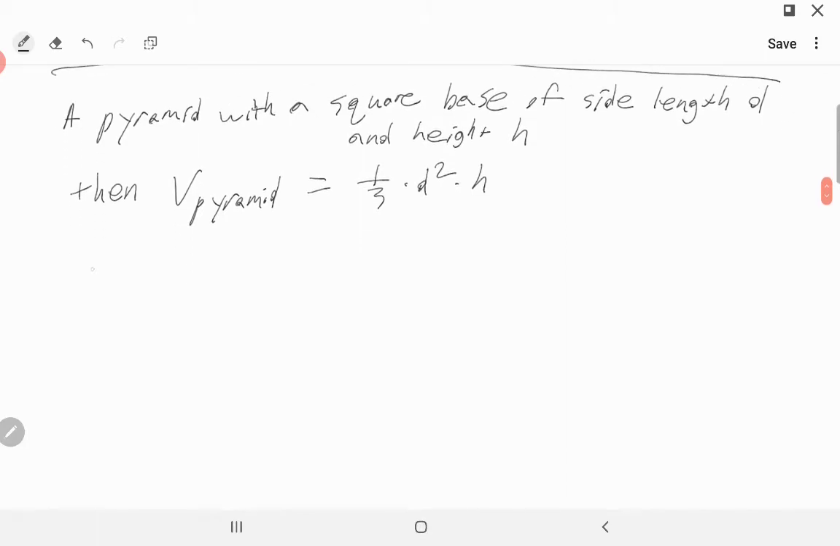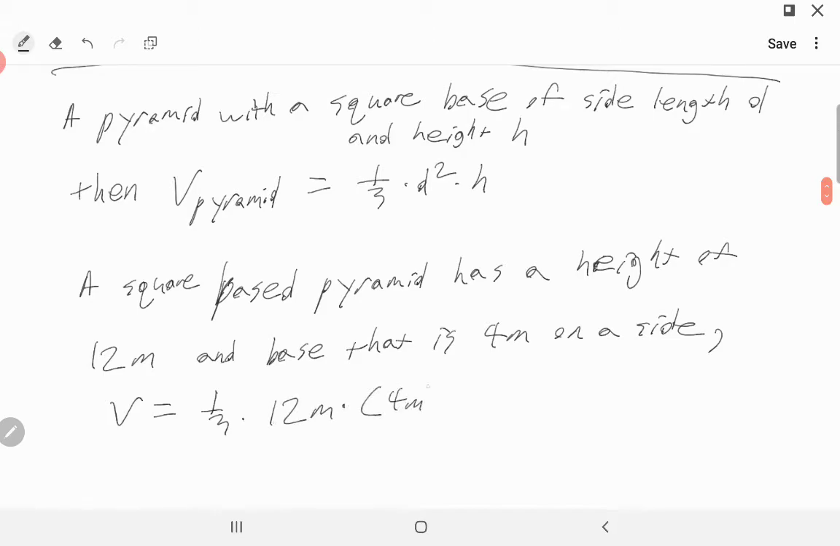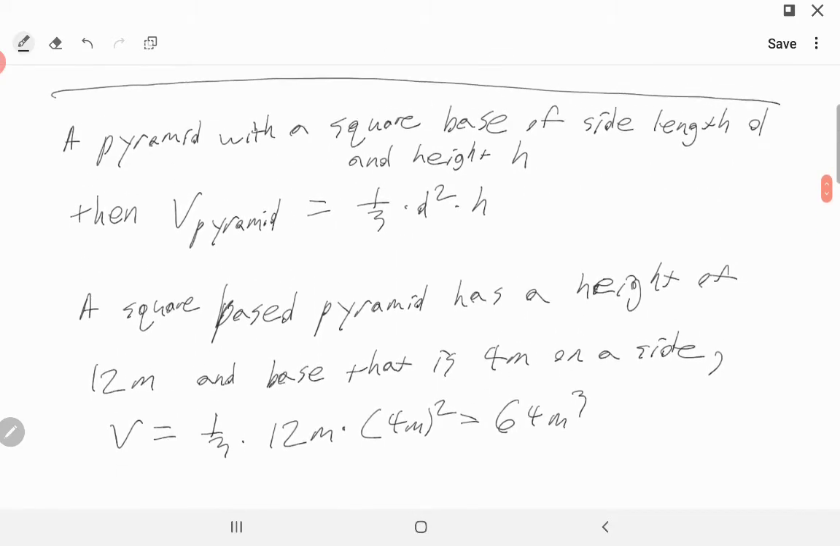So if we had a specific case, let's just say a square-based pyramid has a height of 12 meters and a base that is 4 meters on a side, V is going to equal 1/3 times that 12 meters times the 4 meters squared, which is going to end up giving us 64 cubic meters. So the formula for volume of a pyramid is pretty straightforward.